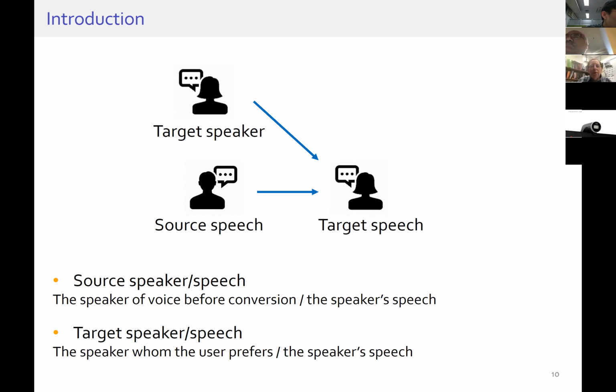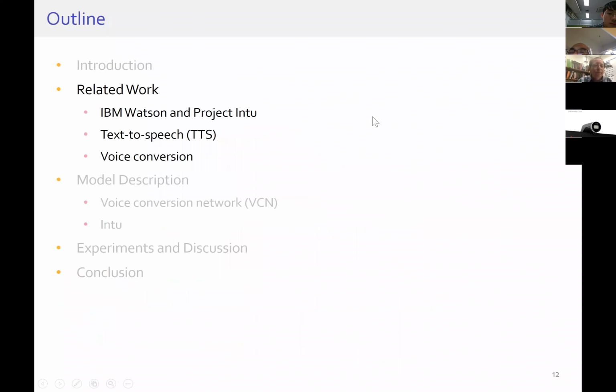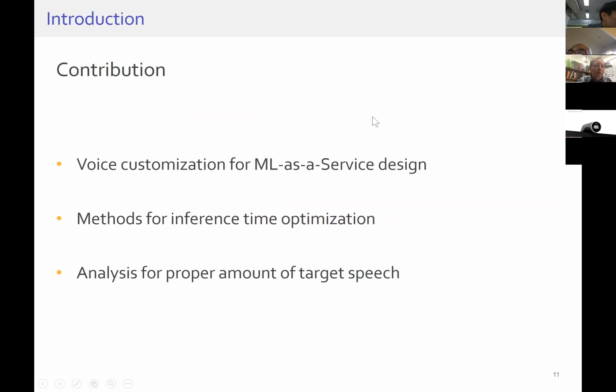As we heard, the goal is to achieve a speech where the content is the same as that of the source speech and the voice is that of the target speaker. Here are our main contributions. We suggested a voice customization service for machine learning as a service design. We also proposed methods for inference time optimization. Finally, we figured out the proper amount of target speech to train the voice conversion model.